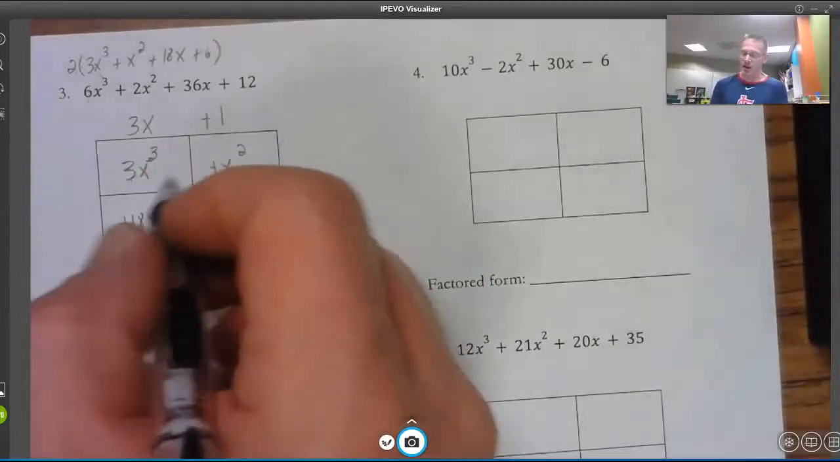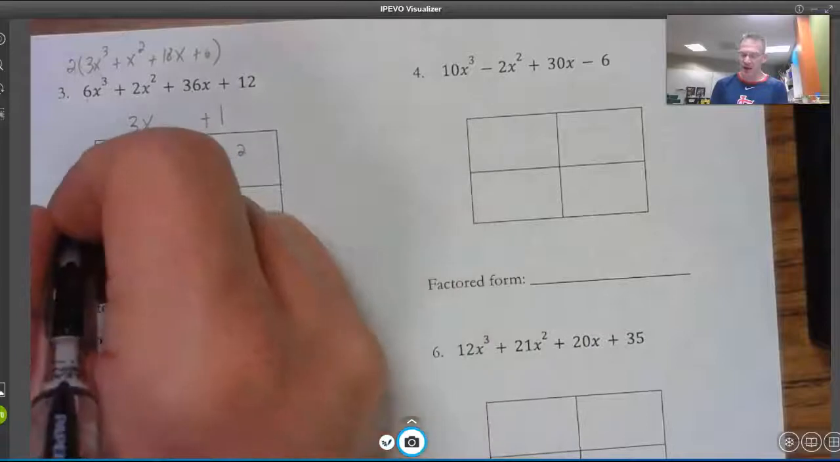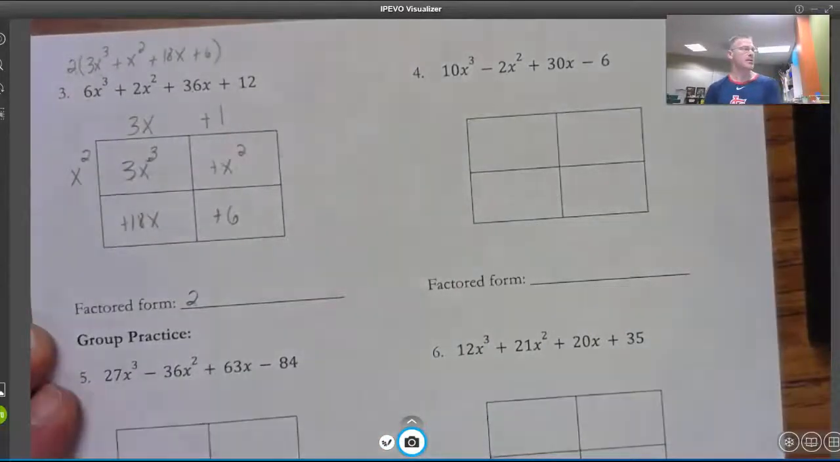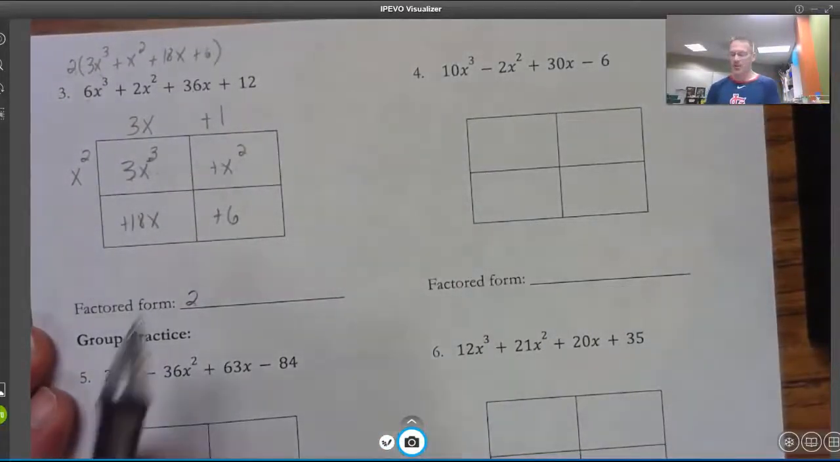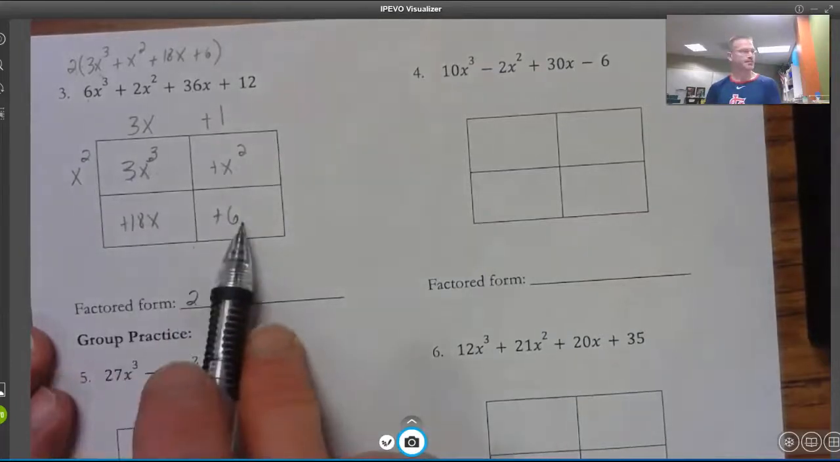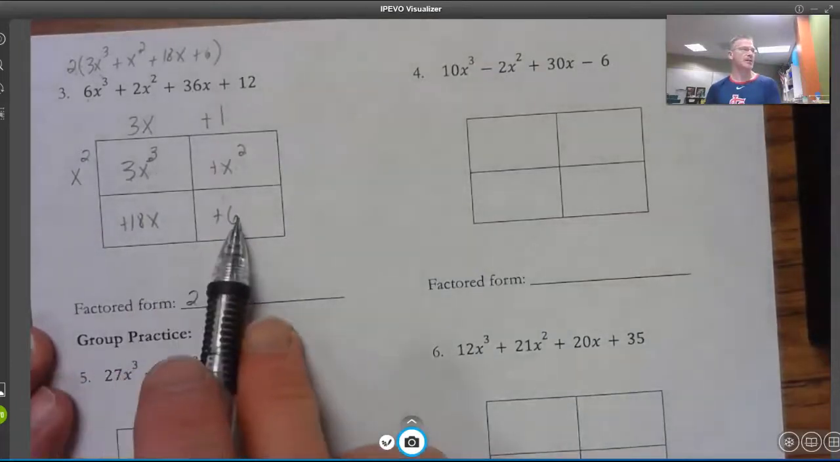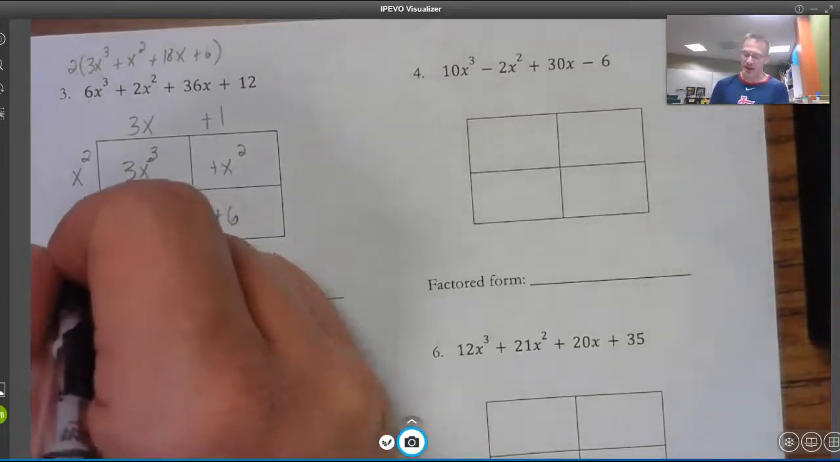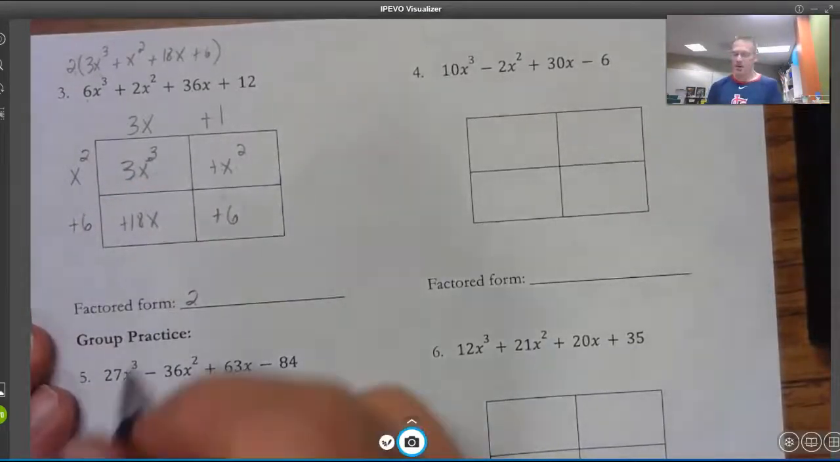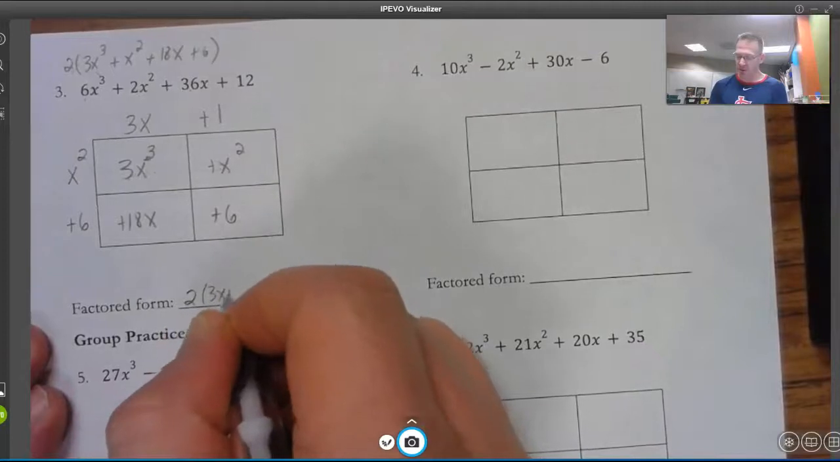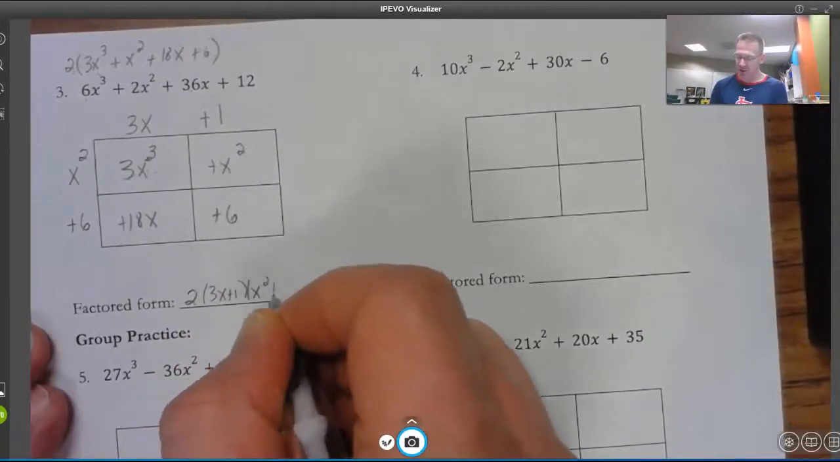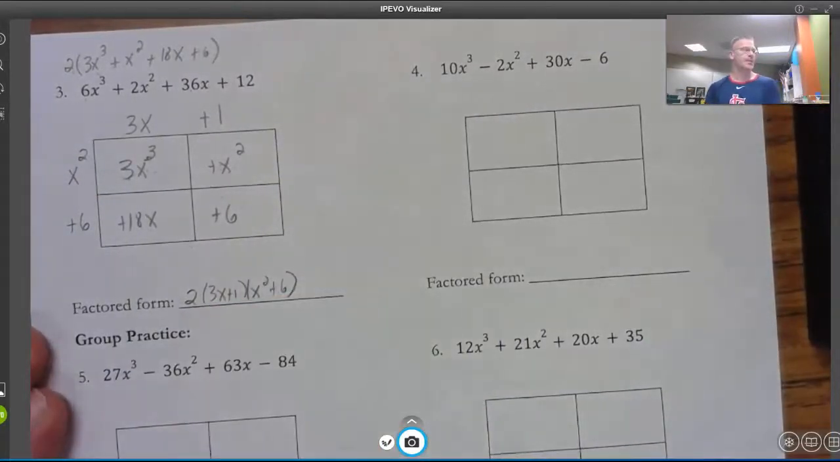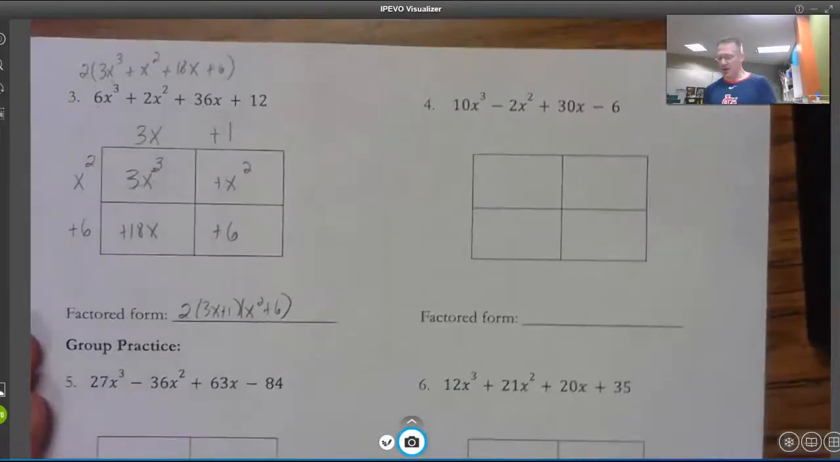so I can only take a 1 out, but then I can take out two x's, so I get 1x squared. And when I look at my second row here, they don't both have x's in common. I don't have to worry about that, but 6 goes into 18 as 6, and there's my factor. So I get 2 times 3x plus 1 times x squared plus 6. And you're finished. All right, one more together here.